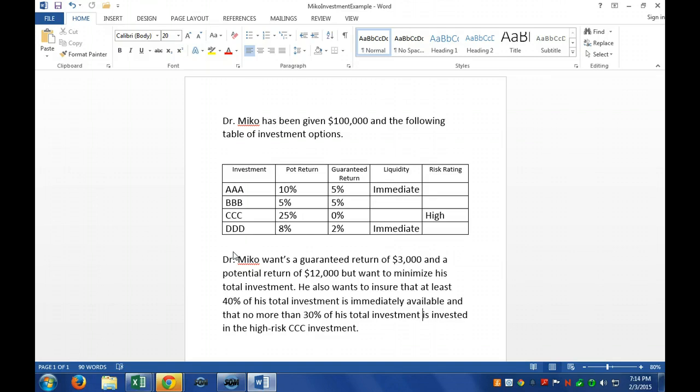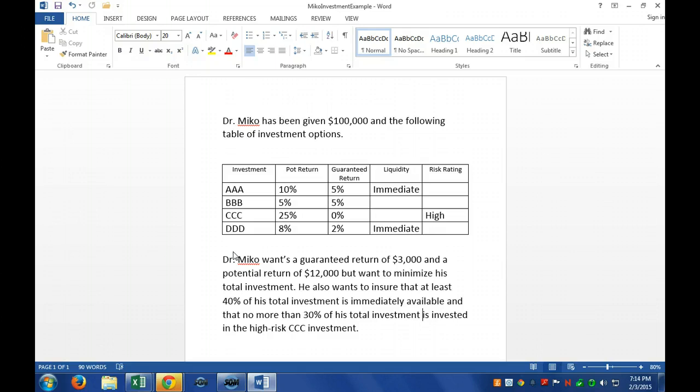So I want to look at this example. We've done one kind of like this, a portfolio model, but this one's a little bit different. It says, Dr. Miko has been given $100,000 and the following investment options. So I've been given four investment options: AAA, BBB, CCC, and DDD. Each has a potential return and a guaranteed return, a ceiling and a floor. The ceiling is the potential return, and the guaranteed return is the floor.